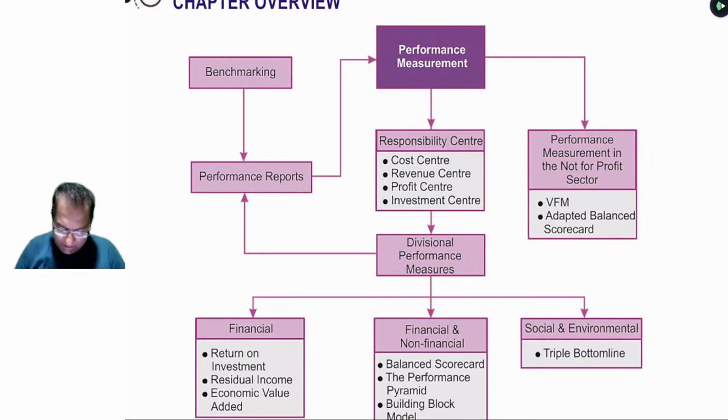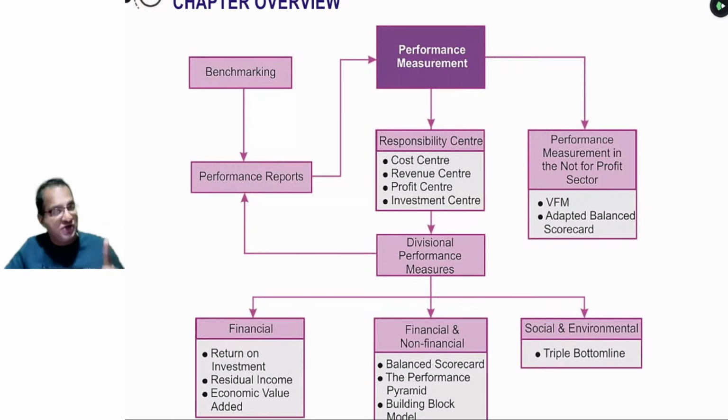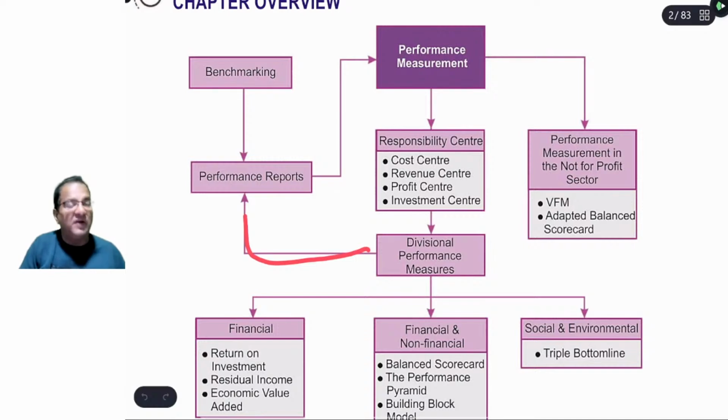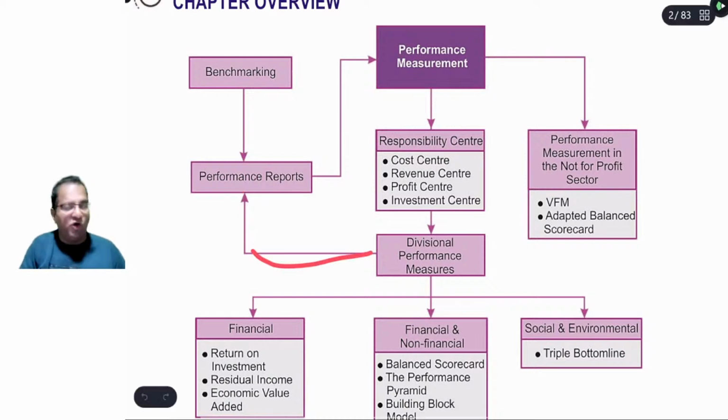And the last one will be the triple bottom line. If you want to measure your performance based on social ground, based on environmental ground, then this concept is applicable, known as triple bottom line. So we are having a choice in this particular chapter. We can measure the performance based on financial ground alone, based on financial and non-financial models, and based on the triple bottom line model. Whatever we choose, at the end of the period, a performance report will be prepared. Based on what technique, what model we have applied, we will prepare a performance report.